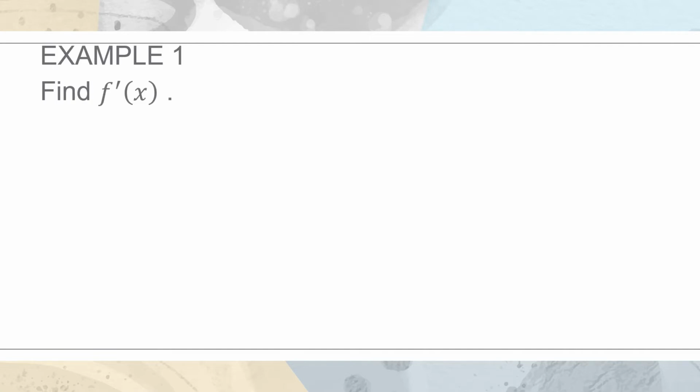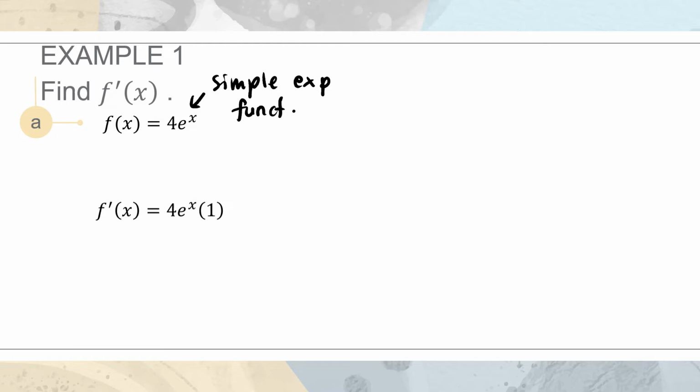Now we are going to work on the next example where we need to find f prime x. For the first question, we have f(x) = 4e^x. This is an example of just a simple exponential function. So for this function, we are going to differentiate directly. First step, we just copy everything, and then we are going to multiply by the derivative of the power.